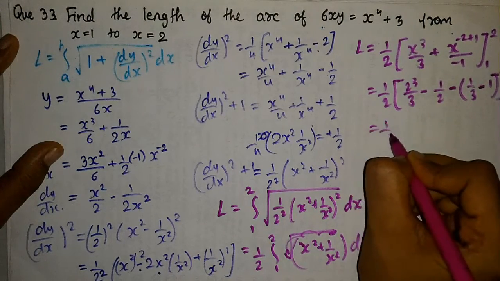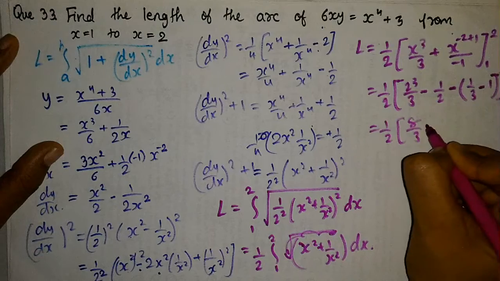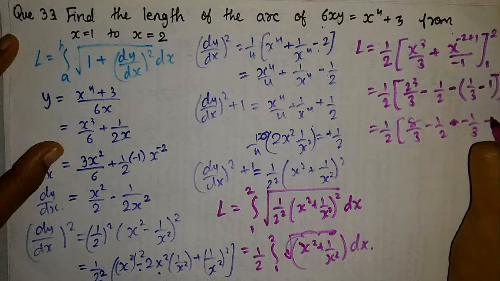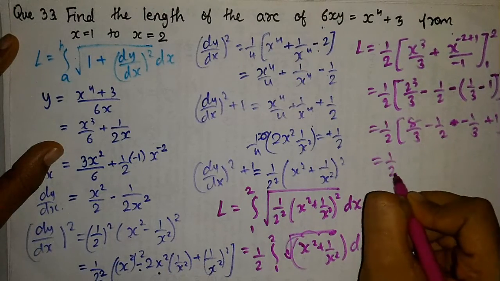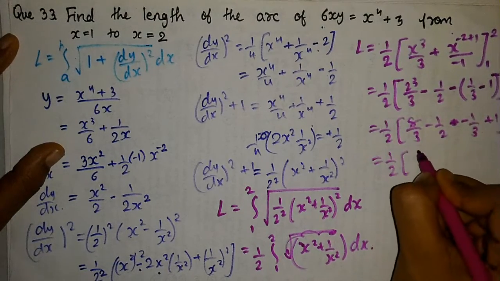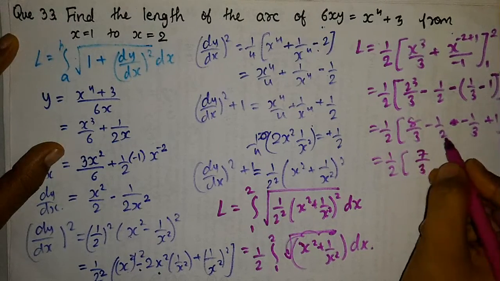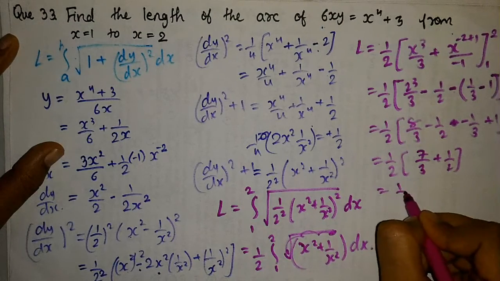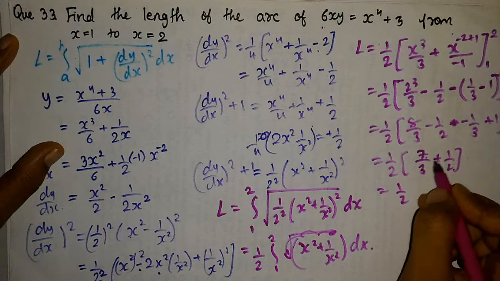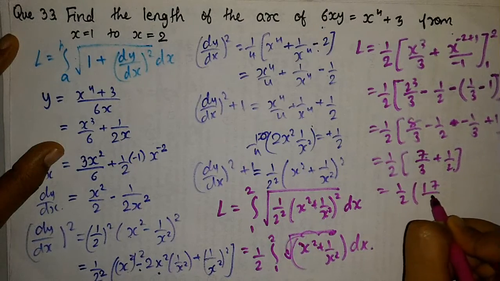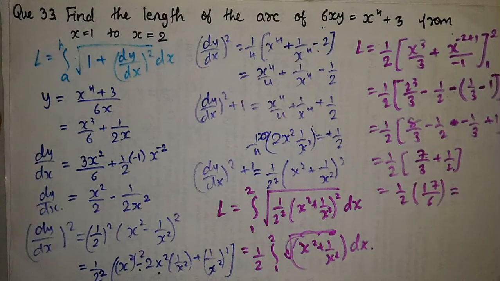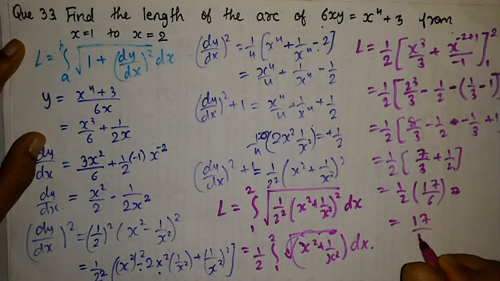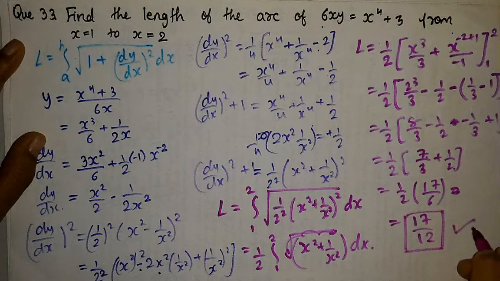Now solve this. We get 1/2 times (8/3 minus 1/2 minus 1/3 plus 1). That is equal to 1/2 times (8 minus 1, 7/3, and minus 1/2 plus 1/2). Now take the LCM: 1/2 times (7/3 + 1/2), 14 plus 3, 17/6. That is equal to 17/12. So 17/12 is our answer.